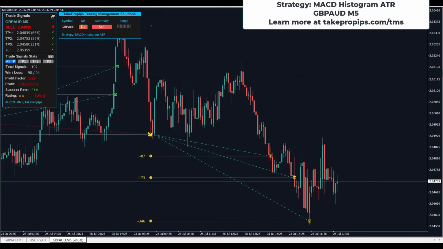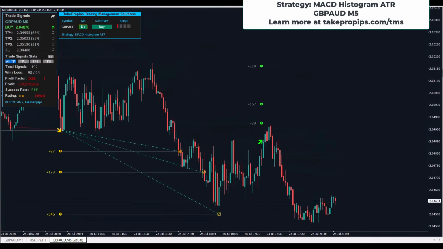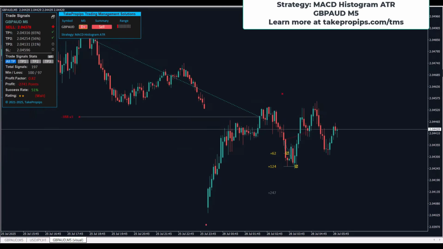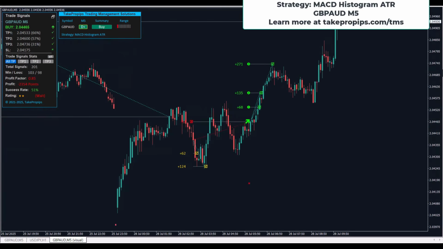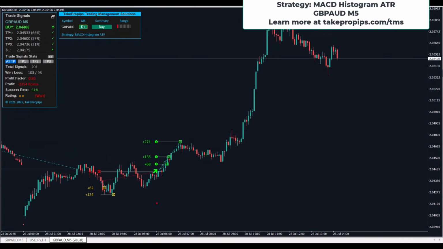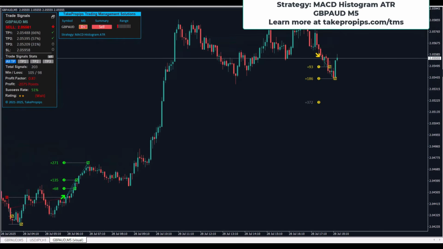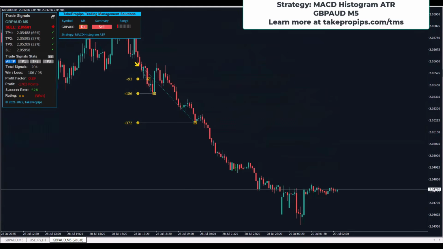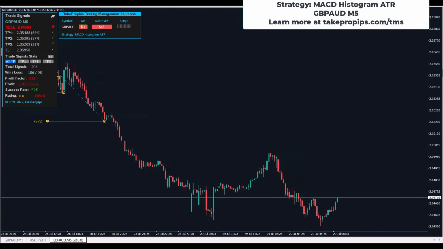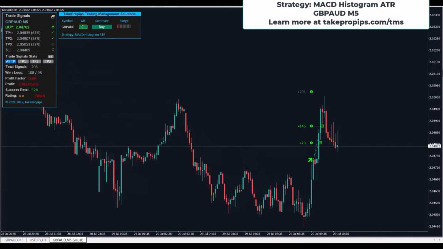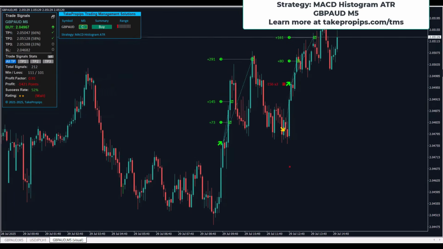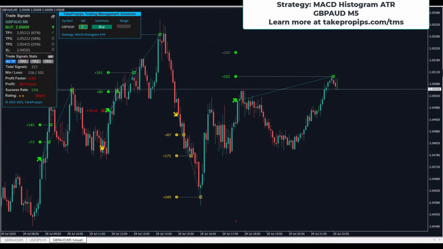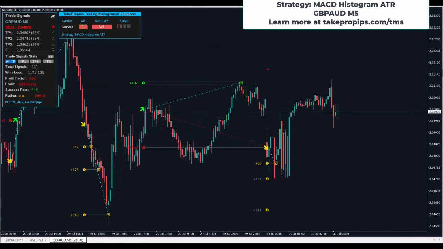In short, the MACD Histogram ATR strategy works exceptionally well with the Trading Management Solutions EA because the EA automates everything, from detecting the right setups to placing precise entries and exits. On top of that, it gives you tools like smart trade management, signal alerts, and automated execution, all while adapting to real market conditions. Stick around until the end of the video to see the full results of our 100 trade backtest on GBPAUD using the M5 timeframe.